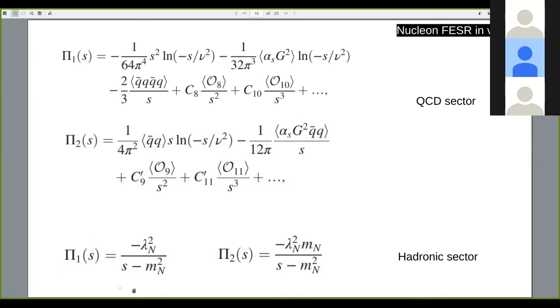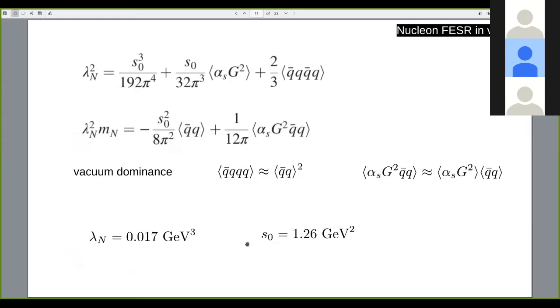In the hadronic sector, this is the simplest, the correlator of two nucleons. So it's expressed in the coupling squared times the simple propagator. Okay, and applying the sum rules with the kernel equal to 1, these are the two sum rules we obtain, and with some usual approximations for the mixed condensates, this is what can be obtained.